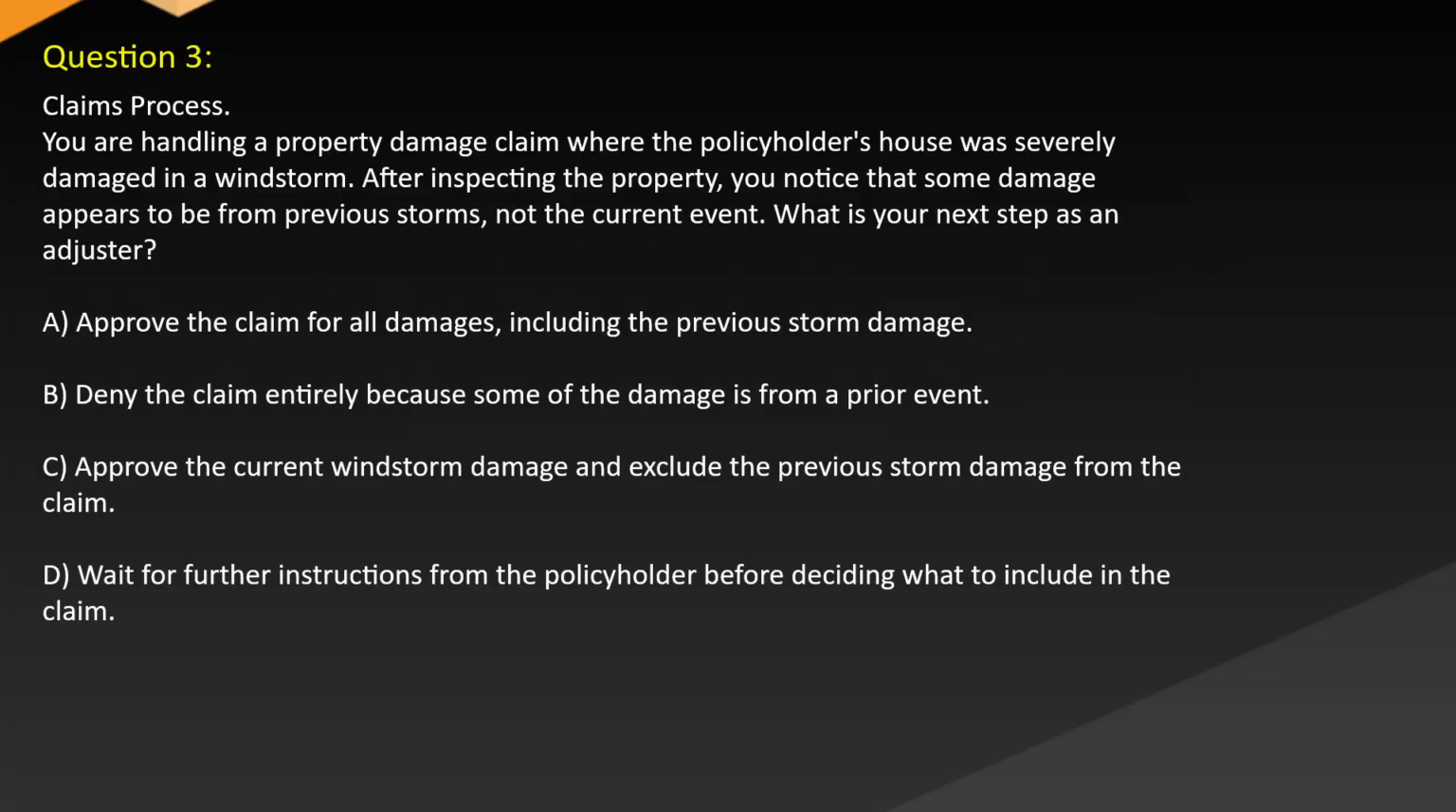Question 3. Claims process. You are handling a property damage claim where the policyholder's house was severely damaged in a windstorm. After inspecting the property, you notice that some damage appears to be from previous storms, not the current event. What is your next step as an adjuster?